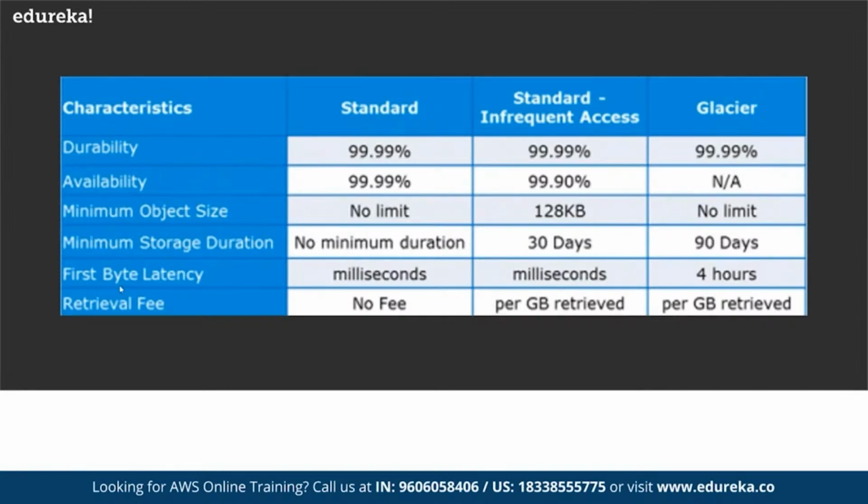And again, first byte latency means that when we are trying to retrieve the files, they can be fetched in milliseconds in infrequent and standard, but in Glacier, it is at least 4 hours, right? And there is no retrieval fee for standard, but there is a retrieval fee per GB for infrequent and for Glacier.